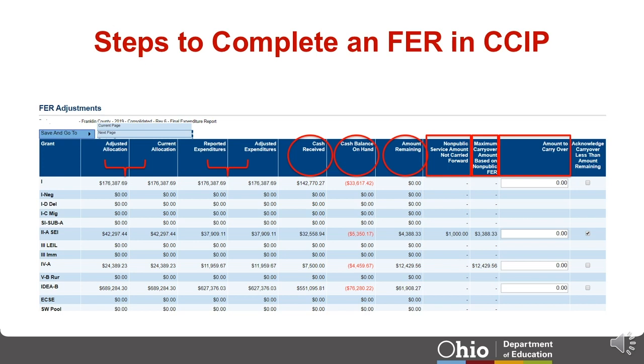In the amount to carryover column, you may enter a dollar amount not to exceed amount remaining or maximum carryover amount based on non-public FER if this field is available. The amount entered will be available in the next year's funding application after approval of the FER by the department. If the program office or grants requirement allow for the carryover, the box will be available for entry. The box in the Acknowledge Carryover Less Than Amount column must be checked if the amount entered in the Amount to Carryover column is less than the amount remaining column.